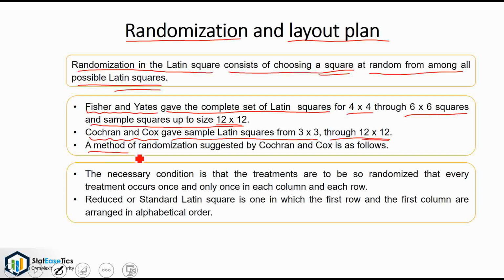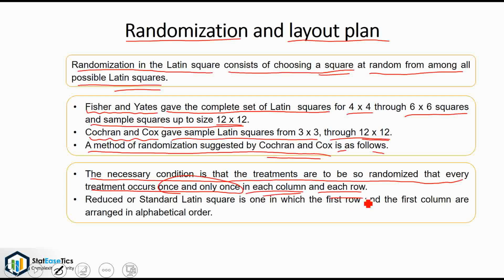A method of randomization suggested by Cochran and Cox is as follows. The necessary condition is that the treatments are to be so randomized that every treatment occurs once and only once in each column and each row. A reduced or standard Latin square is one in which the first row and first column are arranged in alphabetical order.